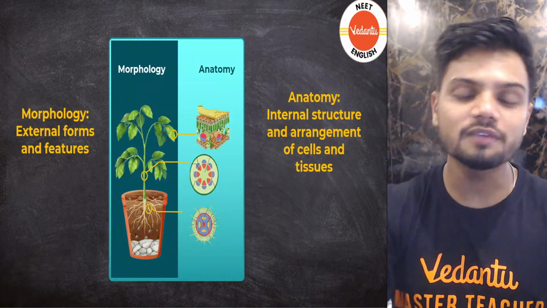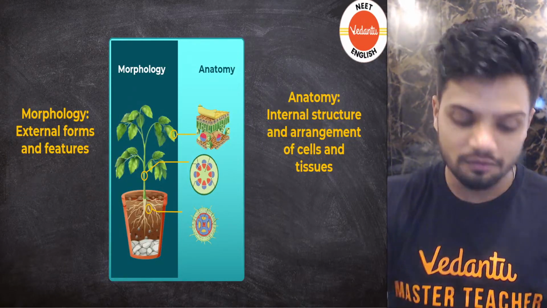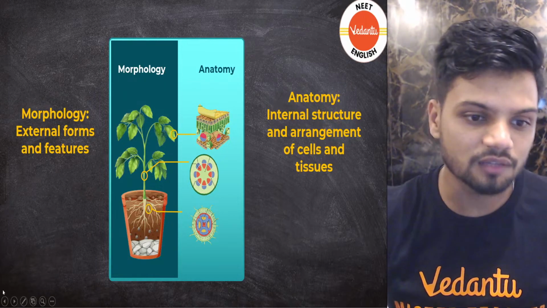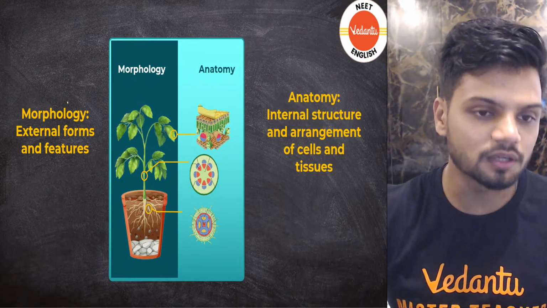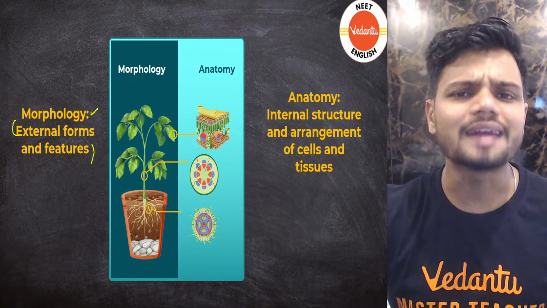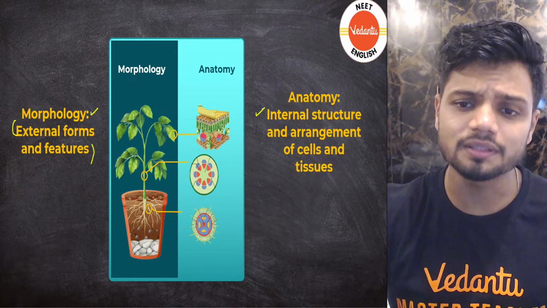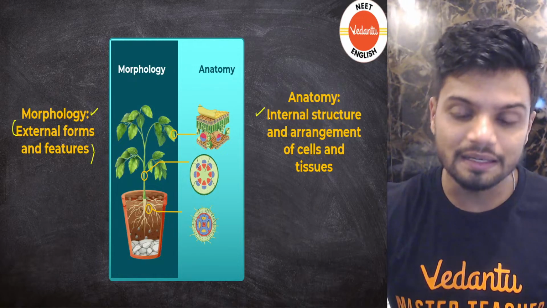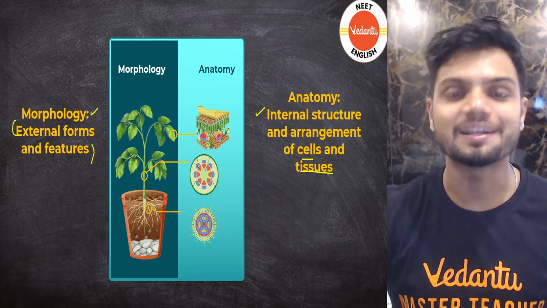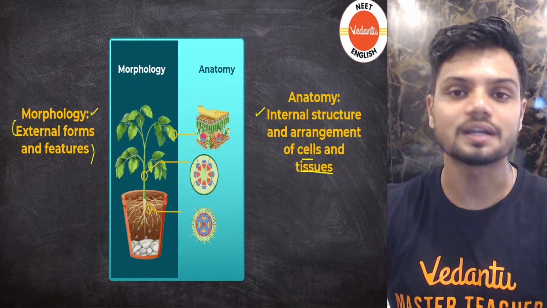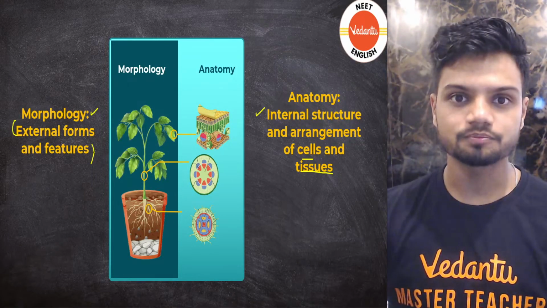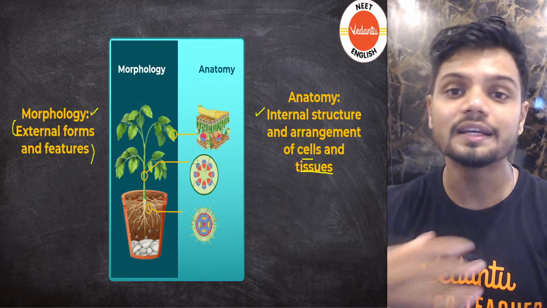Now, in the previous chapter, that is morphology, we learned how a plant looks from the outside, that is the external features. Then what is anatomy? Anatomy is nothing but the internal structure. The internal structure and arrangement of the cells and the tissue is called anatomy. There's a very clear difference, students. Morphology deals with the external body. Anatomy deals with the internal body.